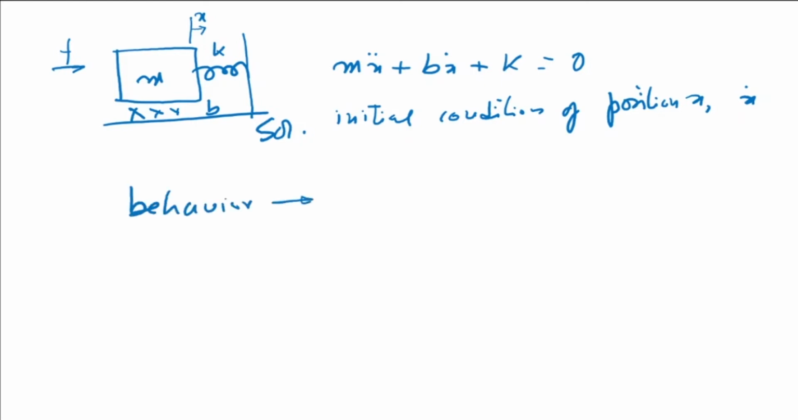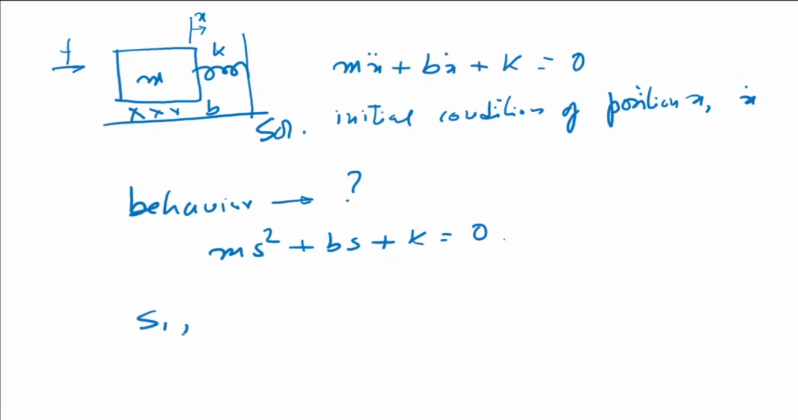Okay, what is the meaning of behavior of the system? It basically means that if I give it a small push and I leave it, how it is going to behave. Now what we do is we take the Laplace transform of this, which gives ms squared plus bs plus k equal to 0. And we see that there are two roots.